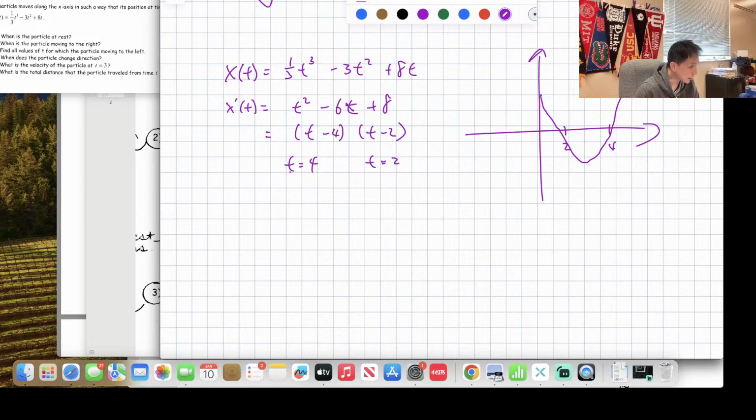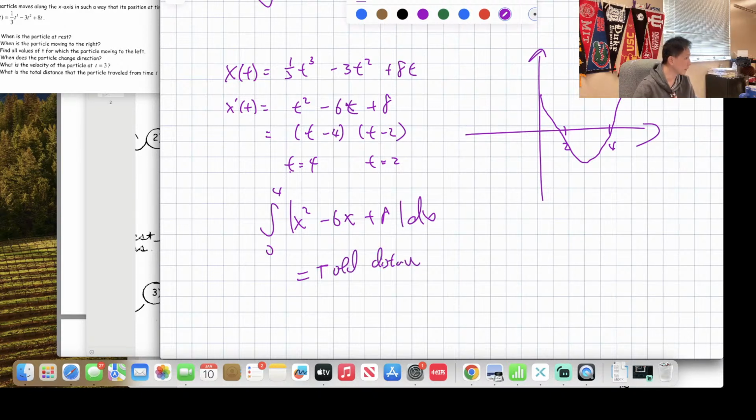Now, the easiest way to do this question is with a calculator. You're going to take the integration of x squared minus 6x plus 8, and take the absolute value of this between 0 and 4. Then you're going to use a calculator to figure out the answer, and that will be the total distance. Does that make sense? Yes. Now, what if you don't have a calculator?